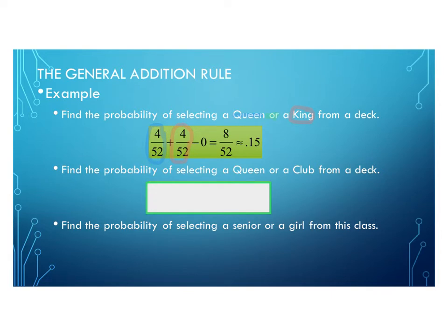If we look at the next problem, we want to find the probability of selecting a queen or a club from a deck of cards. Again, notice we have that critical word or. That tells my mind I'm going to add. So before the word or is queen, and as we stated earlier, we have 4 out of 52 cards that are queens. Or means we're going to add.